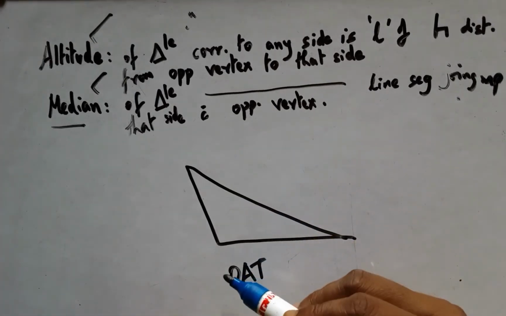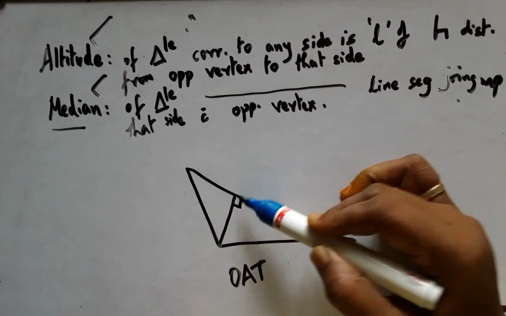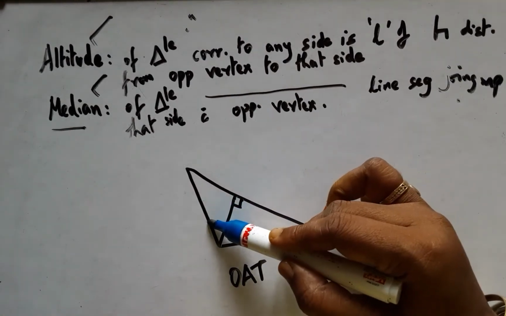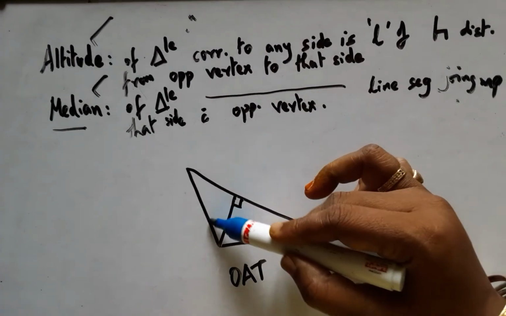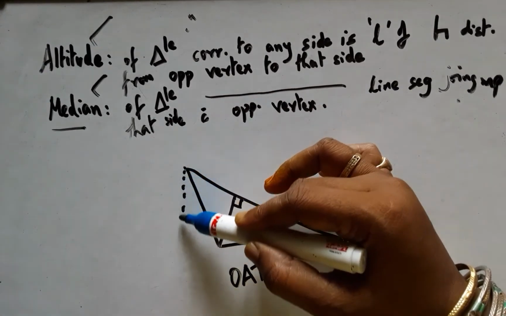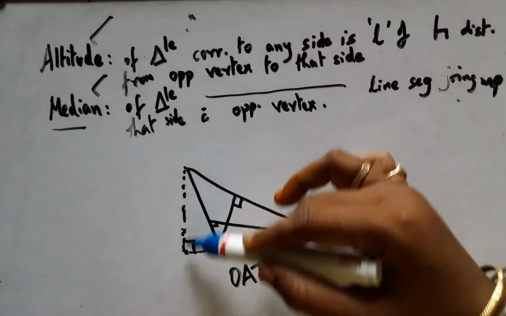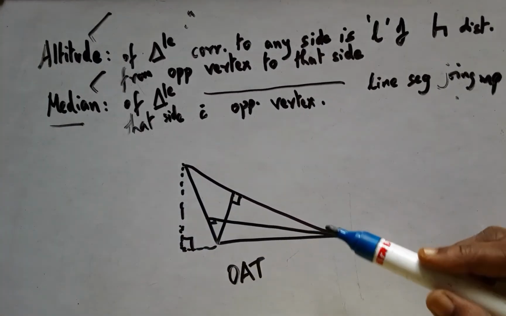And here you can see this is an obtuse angle triangle. If I drop a perpendicular, I can drop it here, and if I choose to drop another perpendicular, this will be here. Now what about the third altitude? It will be outside the triangle. So this is the third altitude of this triangle.